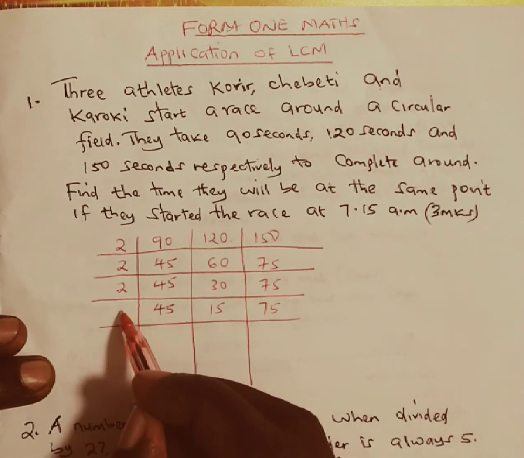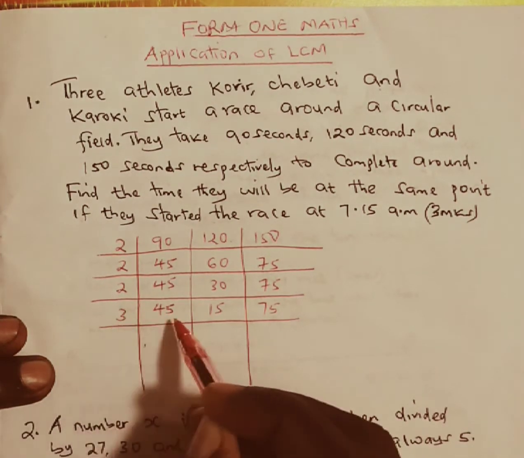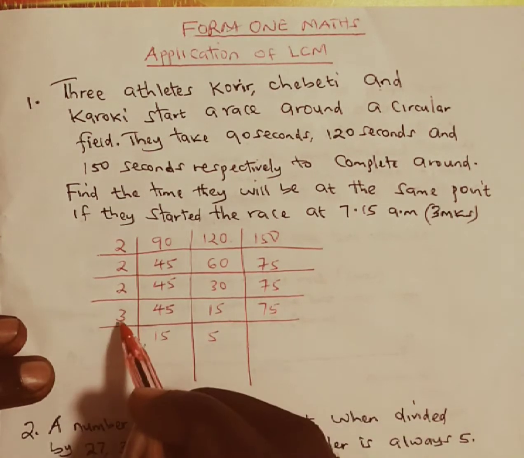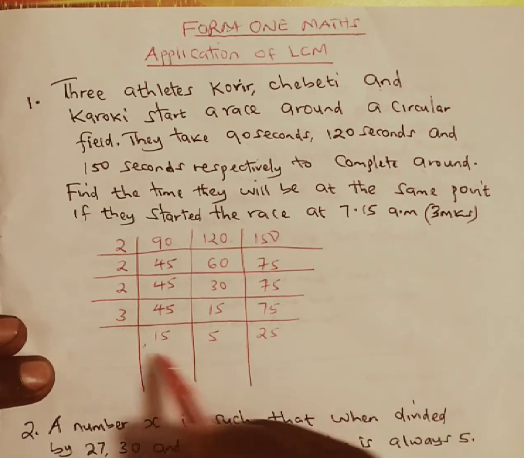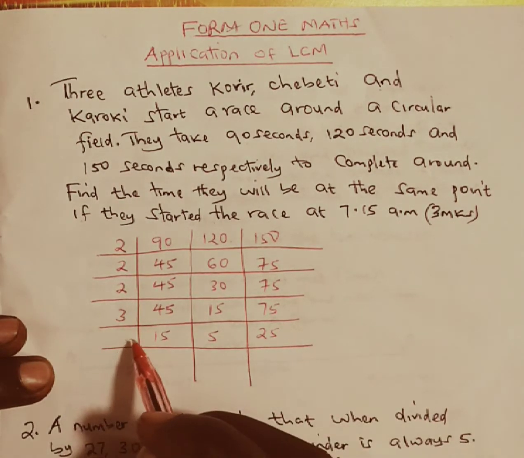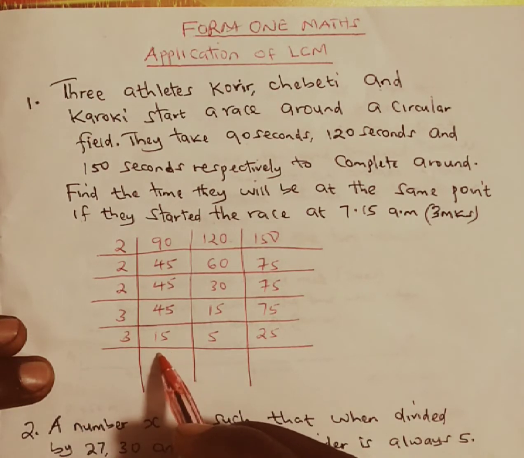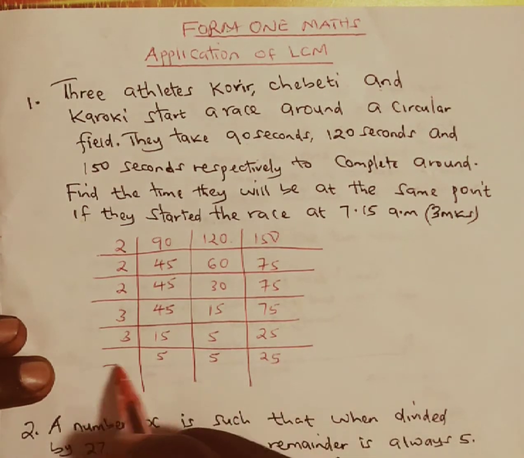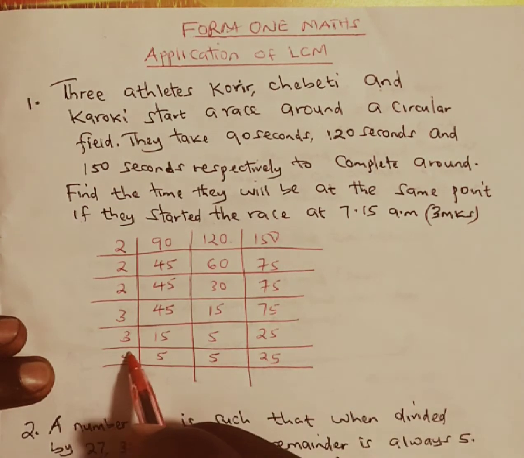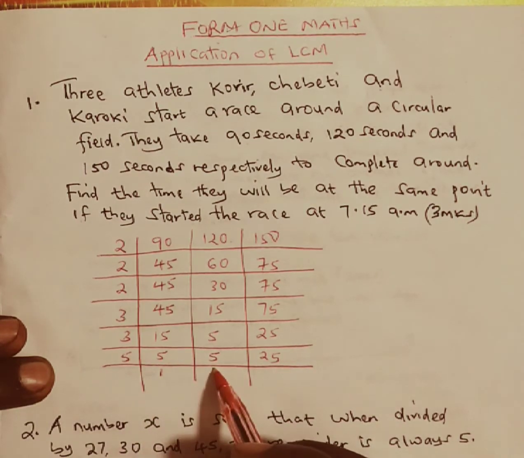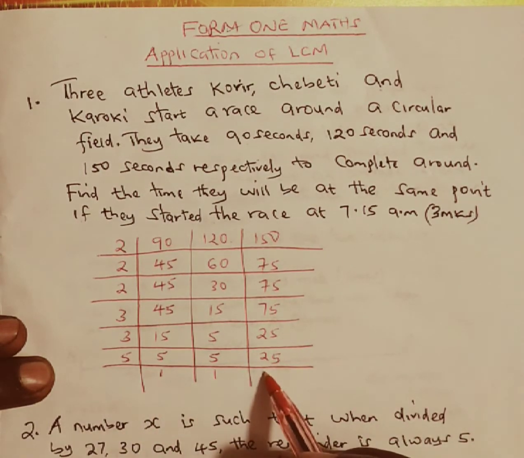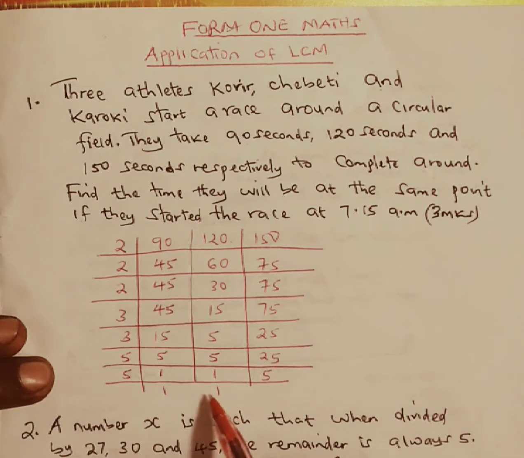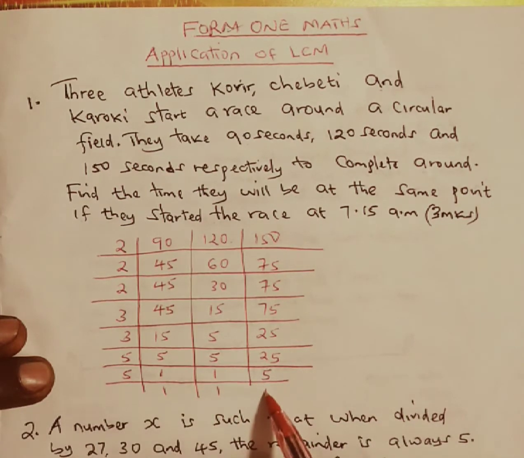Next we go to 3 because 2 cannot. 3 divides 45 15 times, it divides 15 5 times, it divides 75 25 times. Next we take 3: it divides 15 5 times, it does not divide 5, it does not divide 25. Next we take 5: it divides 5 once, divides the other 5 once, and divides 25 5 times. And lastly we take 5, this is 1, then 5 goes into 5 once.